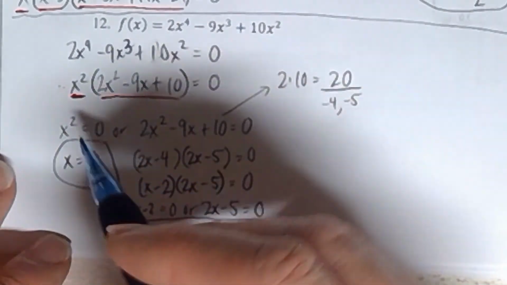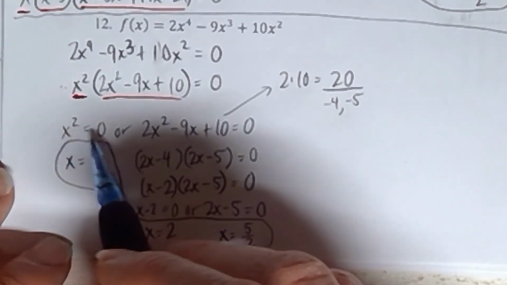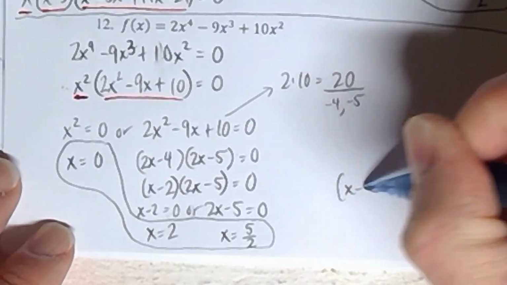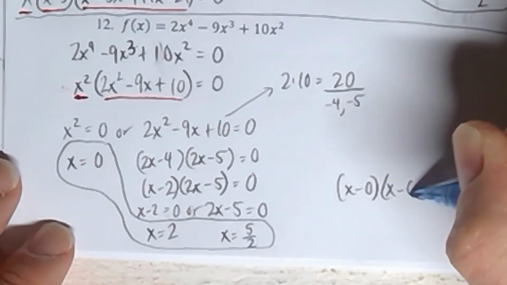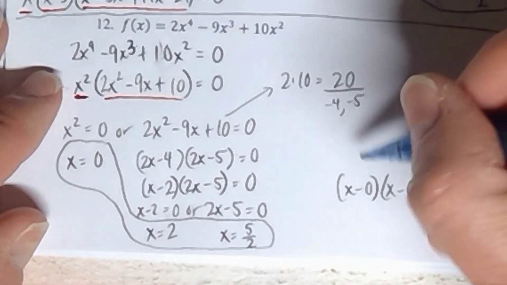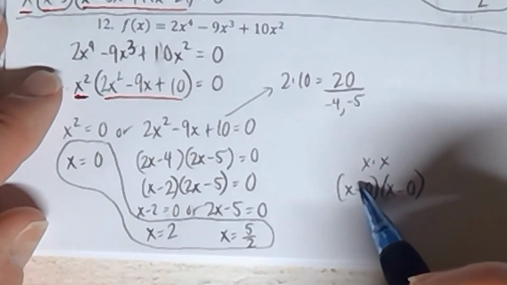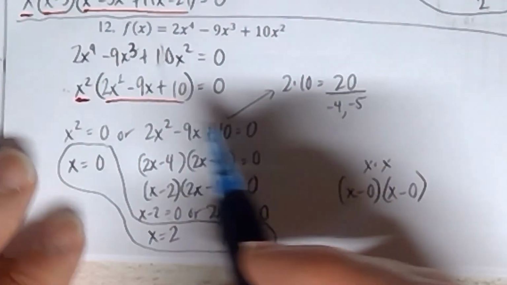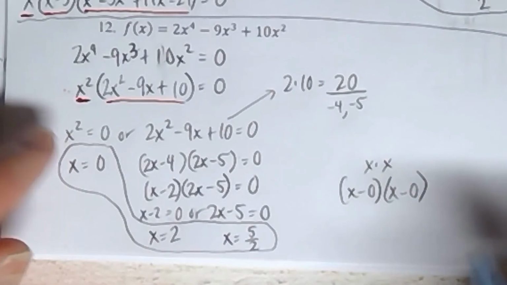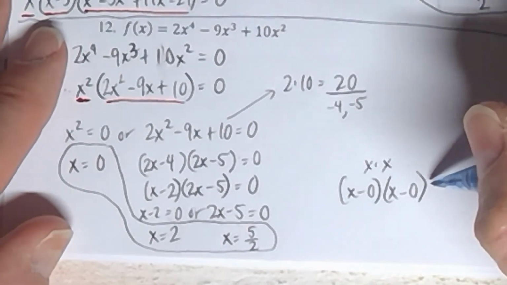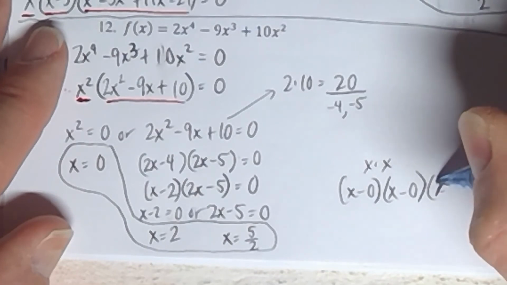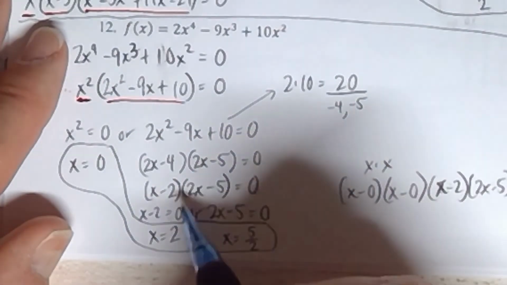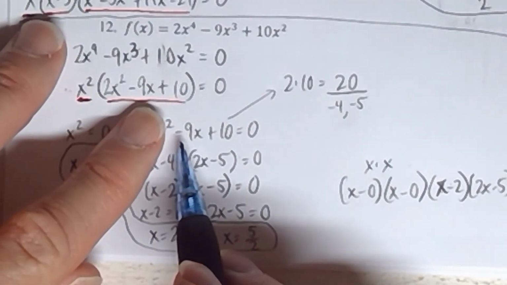It is. It's just that, remember, x squared, you don't have to write this down, but x squared is actually the same thing as x times x, which is the same thing as x minus 0 times x minus 0. So if you wrote it down as linear factors, you would essentially have x minus 2 and 2x minus 5 if you include these two factors from the other quadratic factor here.